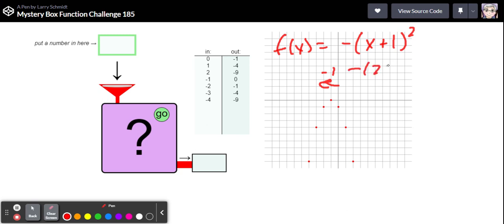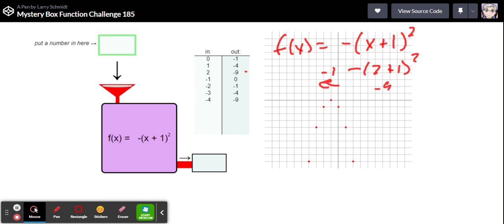What about a -2? So -2 plus 1 quantity squared. Well, -2 plus 1 is -1. Square that, you get 1. So that would be -1. And that's what we got, -1. So I'm satisfied. Let's go ahead and reveal this. Yeah, a negative quantity x plus 1 squared. And we can graph that as well and get that lovely downward facing parabola.